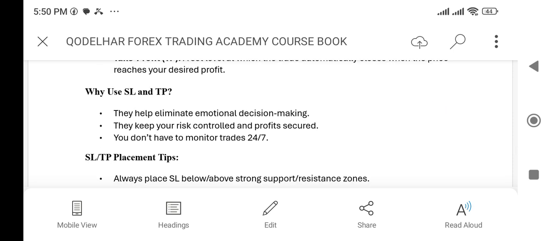This is just important. They help eliminate emotional decision making. So when it is set, it won't allow you to take any decision anyhow with emotion. You just put it there and leave it there. Let the market do its work. So they keep your risk controlled and profit secure. You don't have to monitor your trade 24/7.